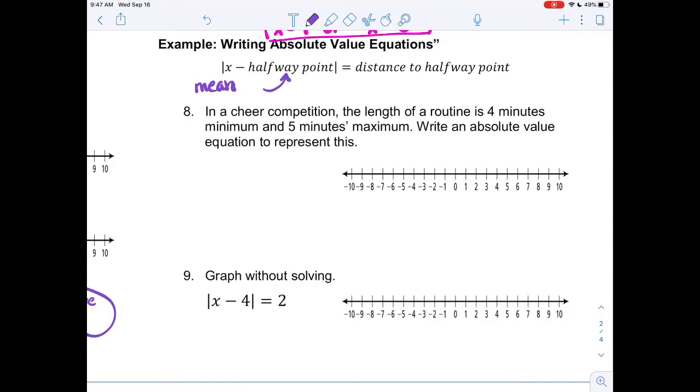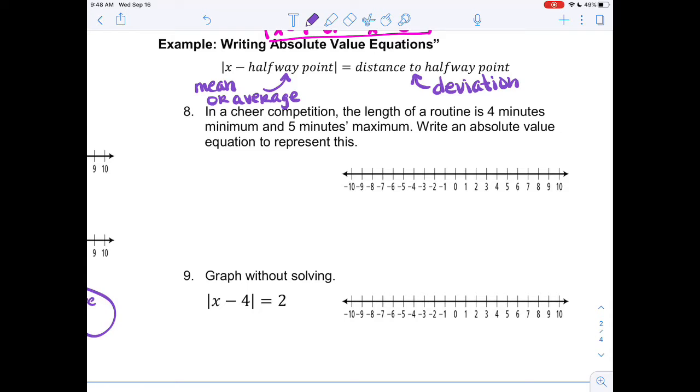We have the absolute value of x minus the halfway point. And the halfway point is the mean or the average of our two solutions. And then that is going to be equal to the distance to the halfway point. That is also sometimes known as the deviation. So keeping that equation in mind, let's take a look at our first example.